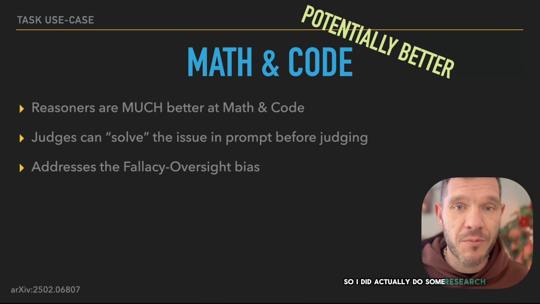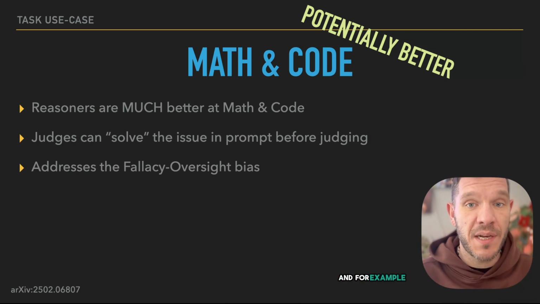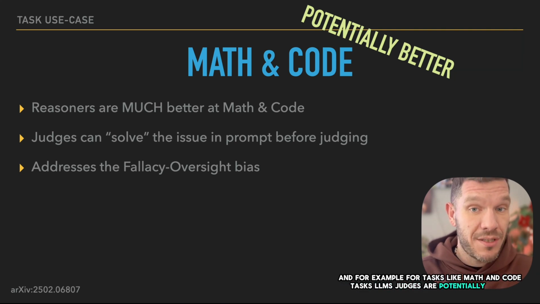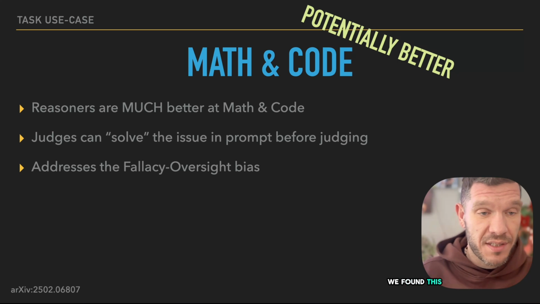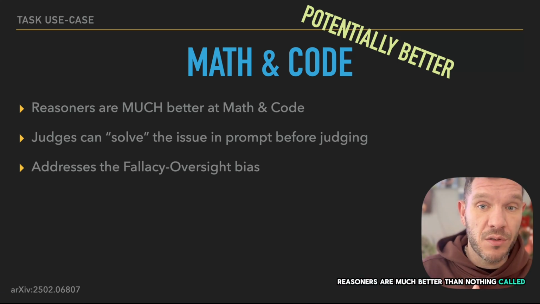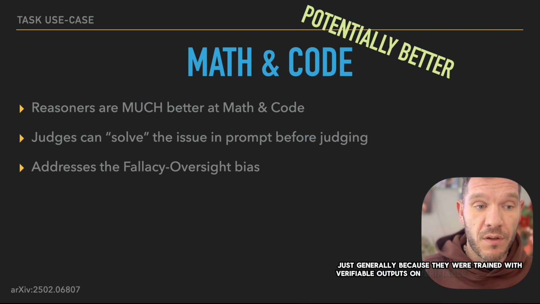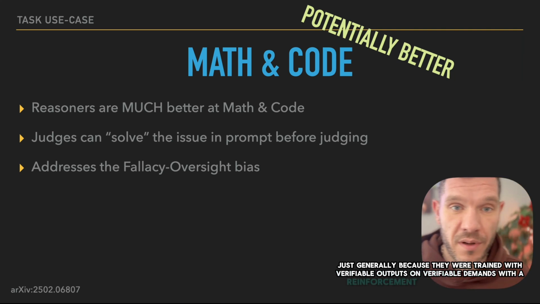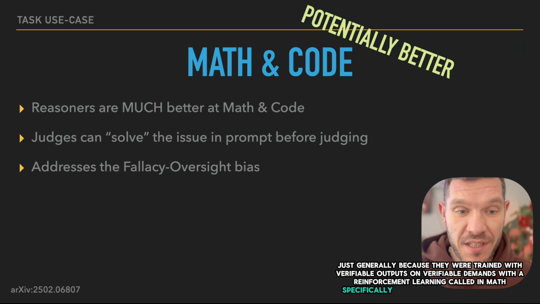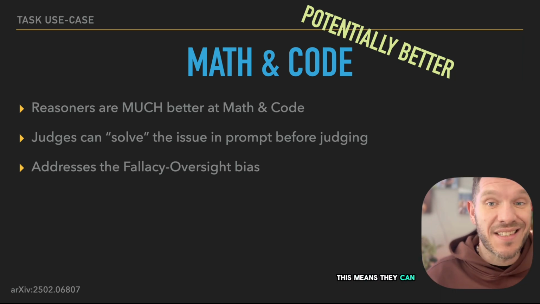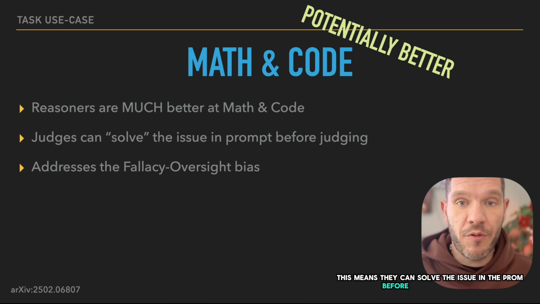So I did actually do some research into this. For tasks like math and code tasks, LLMs as judges are potentially better. We found this as well. Reasoners are much better at math and code just generally because they were trained with verifiable outputs on verifiable domains with reinforcement learning. Code and math specifically, those models are significantly better. This means they can solve the issue in the prompt before the judging itself, right?